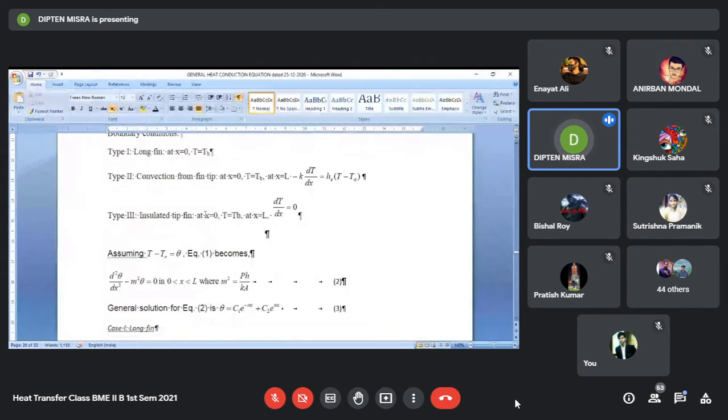Now the question may be, why at all will we consider this type of thing where the fin tip is insulated, because the fins are attached for promoting heat transfer? Then why at all will we insulate the tip of the fin? Is there a need for taking an extra step for insulating the tip of the fin? It is not like that.